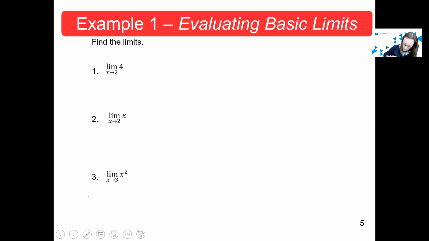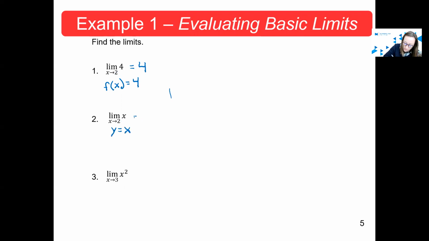So here the first one, we're looking at the function, it's not listed, but you could think of it as y equals 4 or f of x equals 4. So if you were to graph that, regardless of what our input is, our output is consistently 4. So as x is zooming in on 4, or 2, we would expect the outputs of f to consistently be 4.